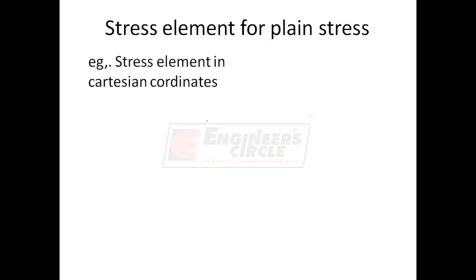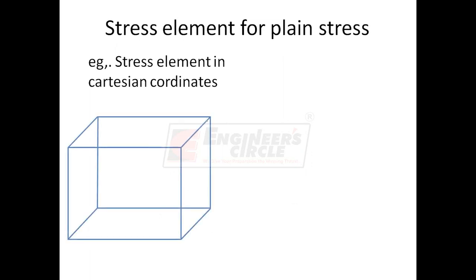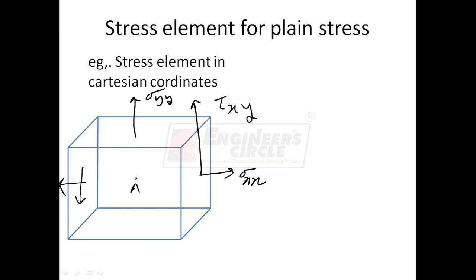Let's have a look at the stress element for plane stress. We have already learned that stress element in Cartesian coordinates is a cube, but under plane stress, the stresses acting on this cube at some point A are only sigma xx, tau xy, similarly on its counterpart sigma yy and tau yx, similarly on its counterpart. There are no components of stresses in the z direction.